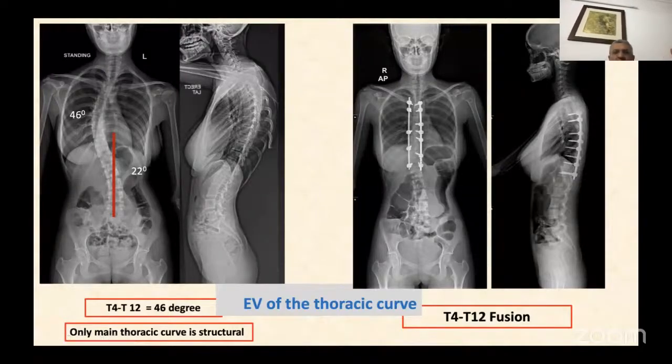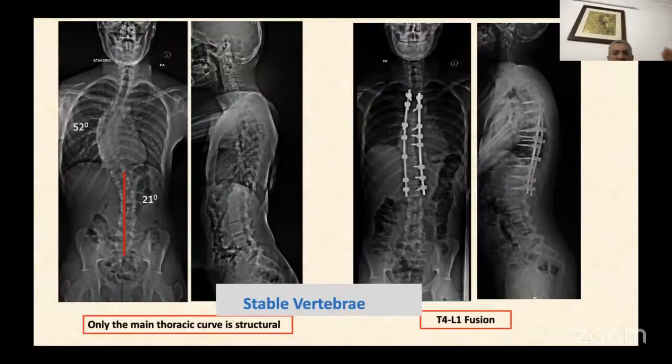However, especially in the type C curve, studies have shown that there are higher chances of adding on, higher chances of problems when you go to the end vertebra to choose as the LIV. The other option, which has been accepted well in the literature, with a better chance of a good outcome, is usually choosing L1, the stable vertebra.